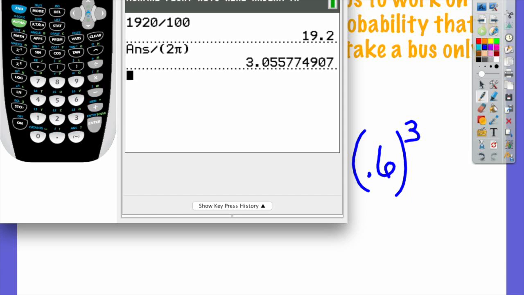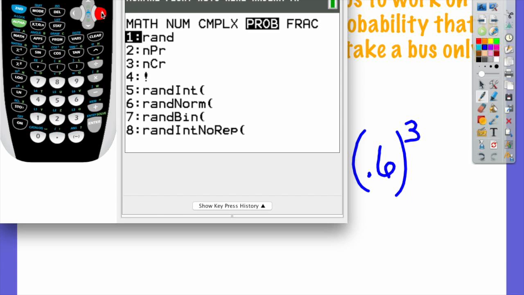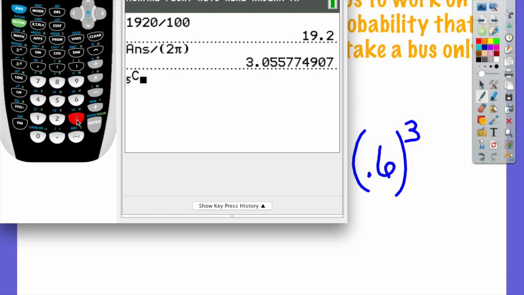How do I get 5 combination 2? First I have to type the number in, 5. You go to Math, over to PRB. This one will be C, what we just went over. Remember, Math over to PRB and then nCr. Then you type 2.